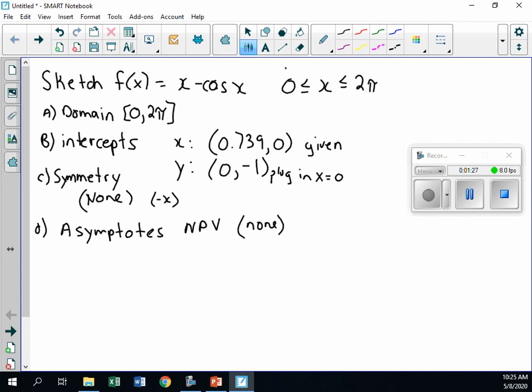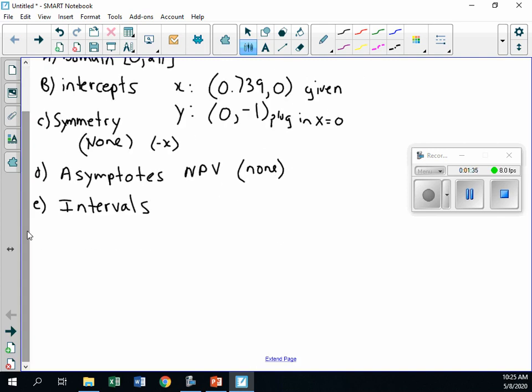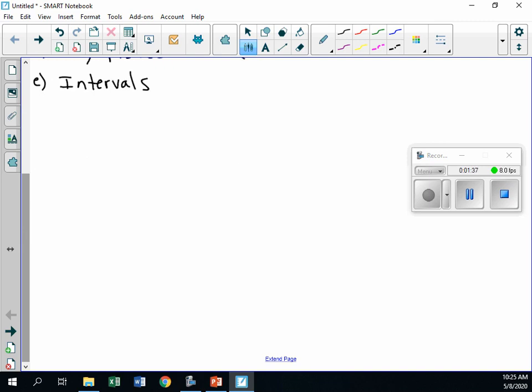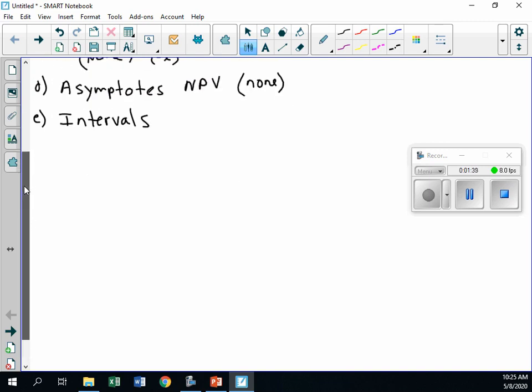Intervals. So remember, intervals of increase and decrease, we need our first derivative test. So let's go and find our first derivative test. Intervals of increase and decrease. So what is f prime at x? Well, the derivative of x is 1, and the derivative of negative cos is positive sine. So there's our derivative.